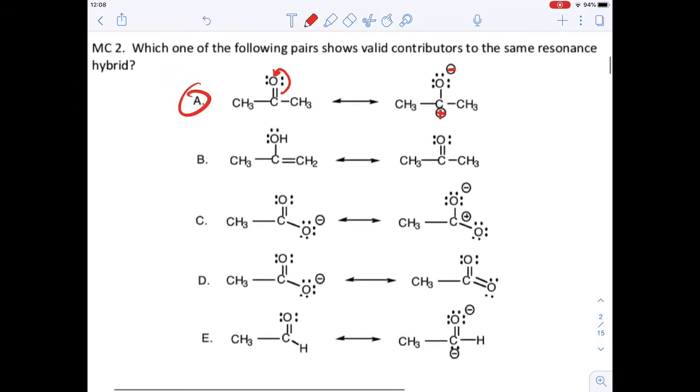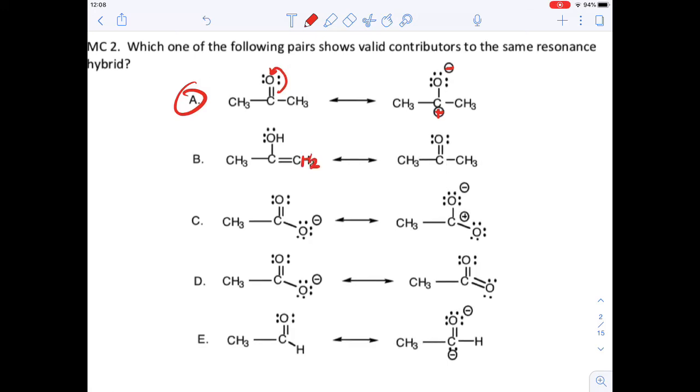When you're looking at option B and comparing the two, they changed the connectivity of the atoms in this molecule because they changed CH2 to CH3. You can't move the H from up here over down here. That's breaking the rules of resonance. In resonance, the only things that can move are the electrons, and that's it. You can't change the connectivity of the atoms. So B is out because they changed connectivity.